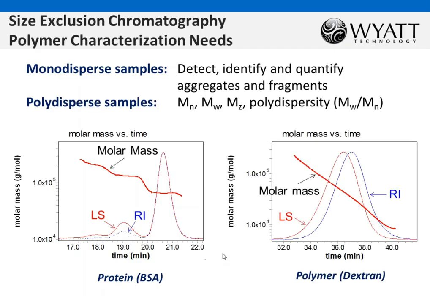The molar mass distribution of a polydispersed sample, such as the dextran shown on the right, is generally continuous. We are primarily interested in determining molar mass moments such as number average, weight average, and z-average, and the polydispersity of the polymer. Note that here the different detector sensitivities manifest themselves in the relatively higher light scattering intensity at the higher molar mass fractions that elute first.